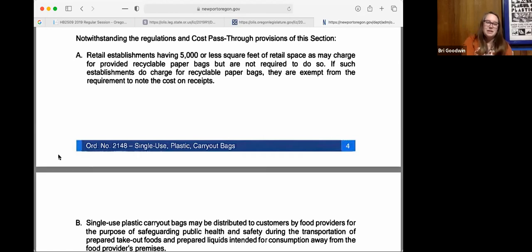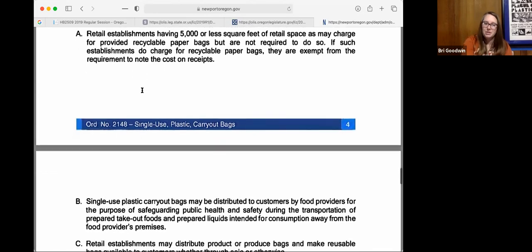I just found it interesting when I was talking to a couple managers that they didn't actually know. So this one is saying just smaller businesses, because we try to work around business hardships, and there are some smaller businesses that aren't using a computerized system for their receipts. Some might be using an old school cash register. And so it's saying smaller businesses can be exempt from actually printing that 5-cent fee on the receipt if it's a burden for them to do so.